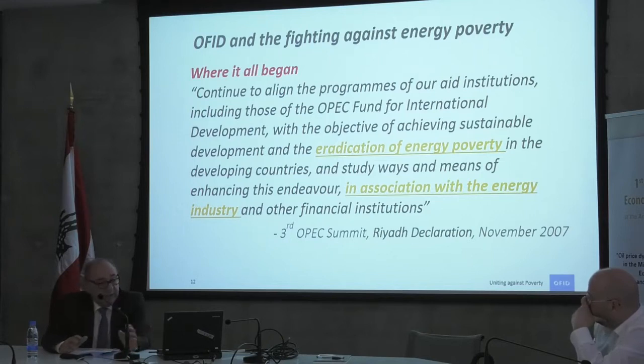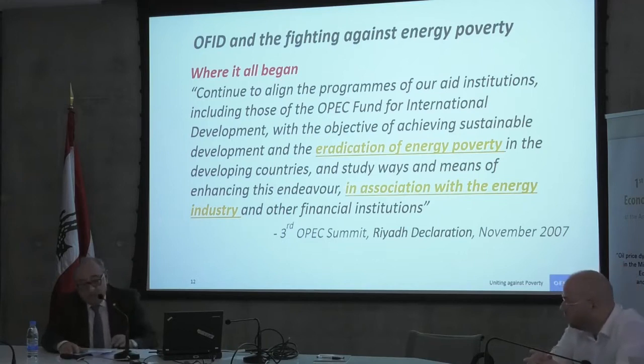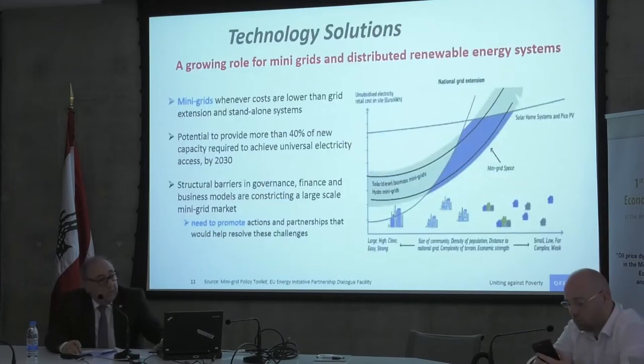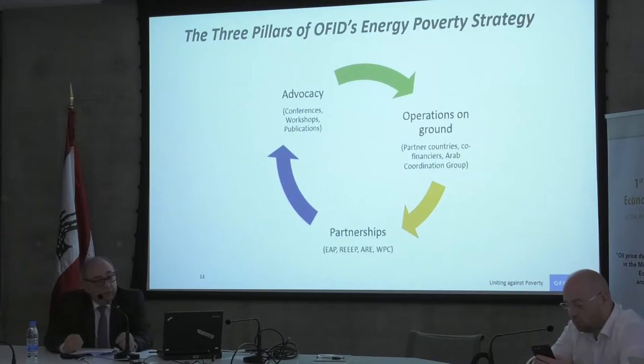This effort started in Riyadh, by the Riyadh Declaration issued at the conclusion of the 3rd OPEC Summit in November 2007, which established the eradication of energy poverty as an objective for OFID and other financial institutions of our member countries. In 2012, our Ministerial Council approved a $1 billion revolving fund for this issue. In OFID, to address this issue, we have a strategy based on 3 pillars: advocacy, operations on the ground, and partnerships.